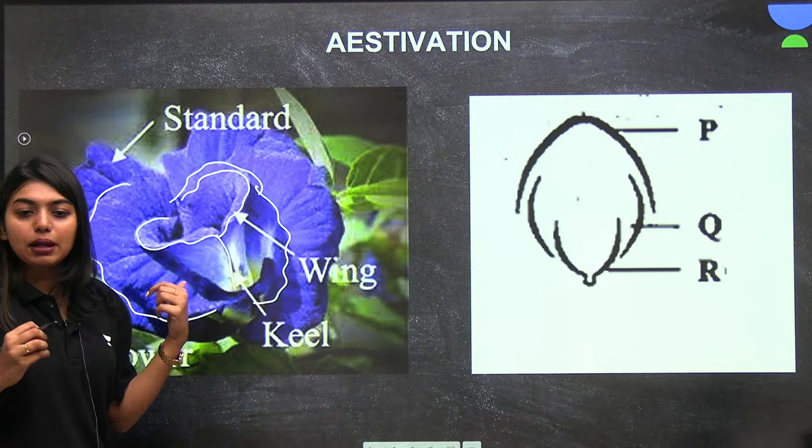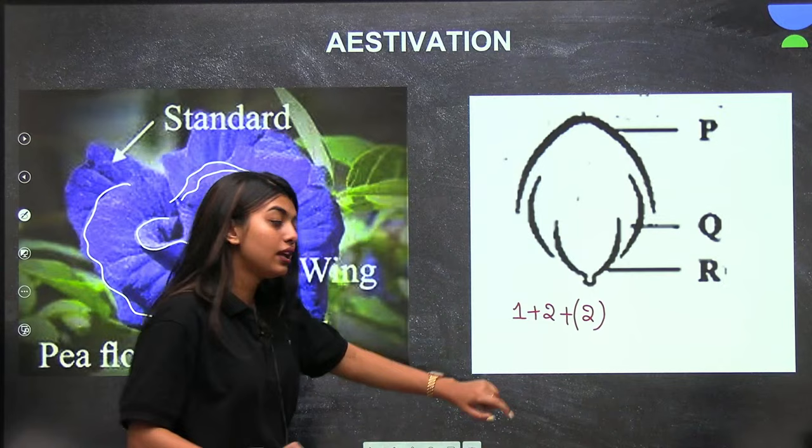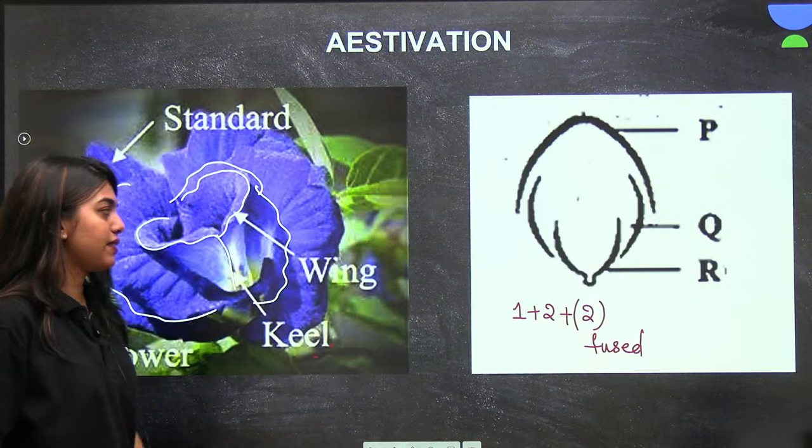Now, if I write the formula, it is going to be 1 plus 2 plus 2 in brackets. Why have I put brackets? Because this is fused. Clear? Yes, very good.